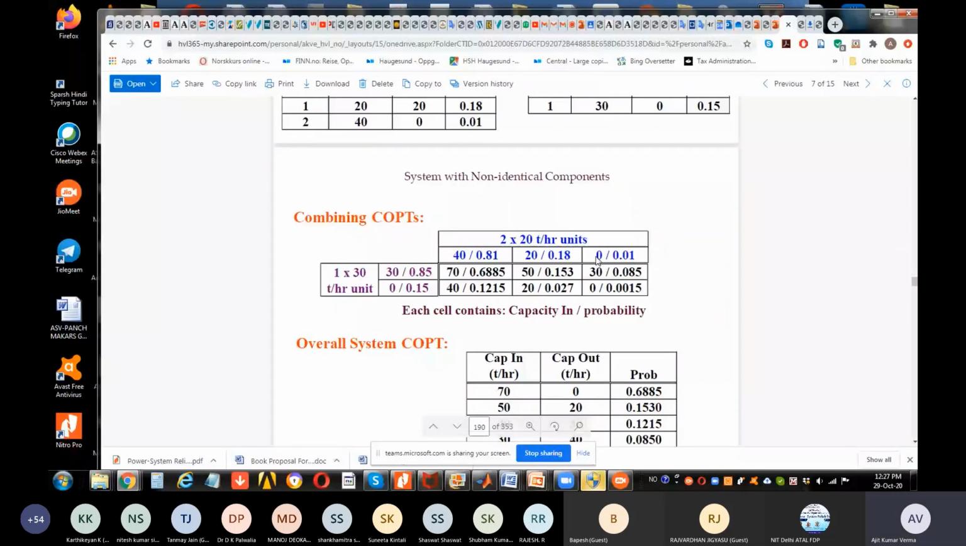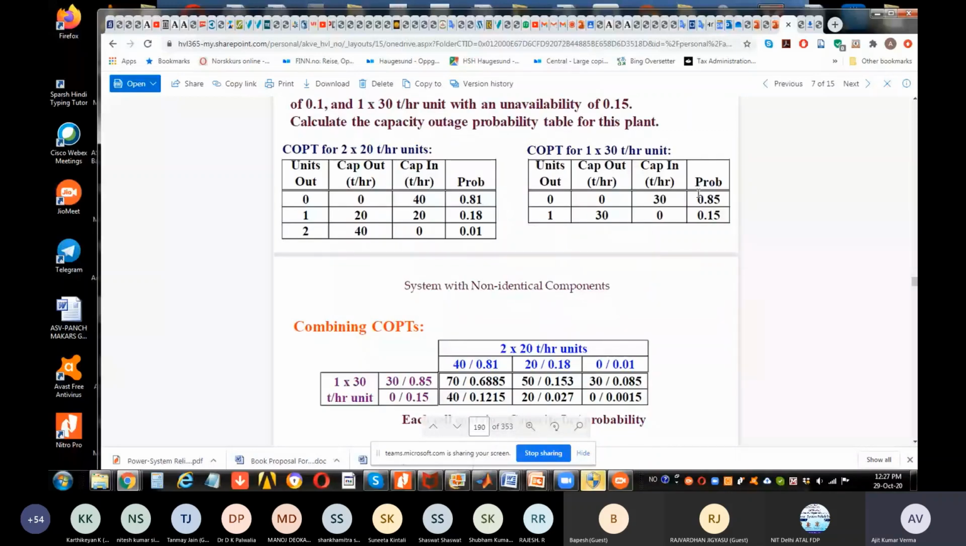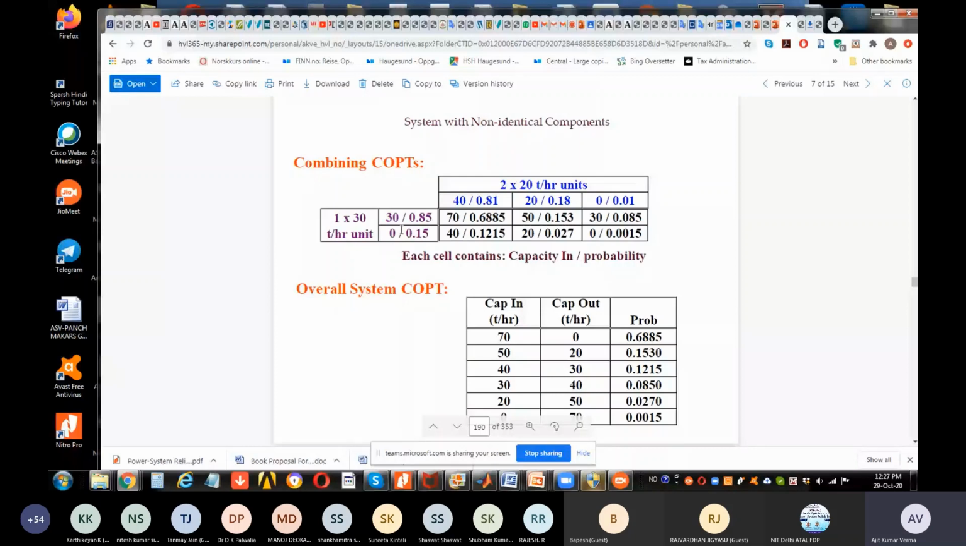And 30 tons, you can pump with probability of 0.85, and 0 is 0.15. Now you want to combine them. You know the probabilities with respect to the various capacities. That's the capacity outage probability table. Now you want to combine them, 40 plus 30, you know, 70. So when you add these capacities, you multiply the probabilities. Then 30 plus 20 will give you 50, so you multiply the probability, 0.85 into 0.18. Then 30 plus 0, so you multiply the probability, 0.85 into 0.01. So you get 0.085.